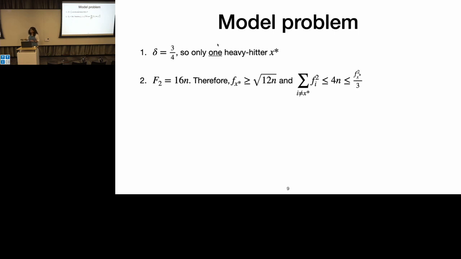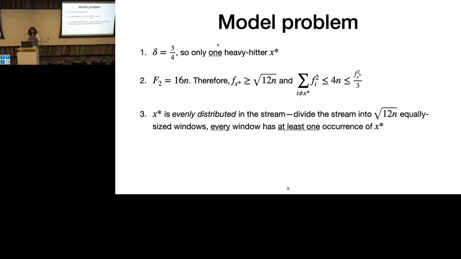The point is that F2 is order n, and if you look at the sum of squares of the other elements that are not heavy, that is at most the heavy hitter's frequency squared over 3. So it's like a constant factor bounded away from the heavy hitter's frequency squared. Okay. The next assumption that I'm going to make is that X star is evenly distributed in the stream.